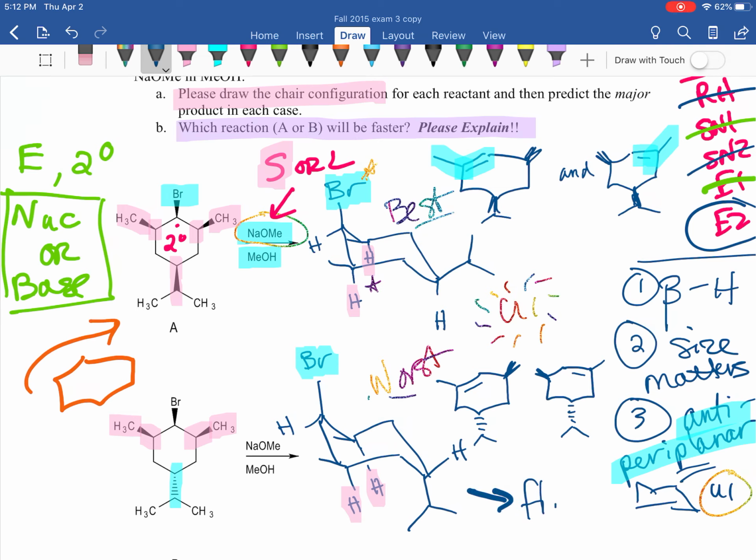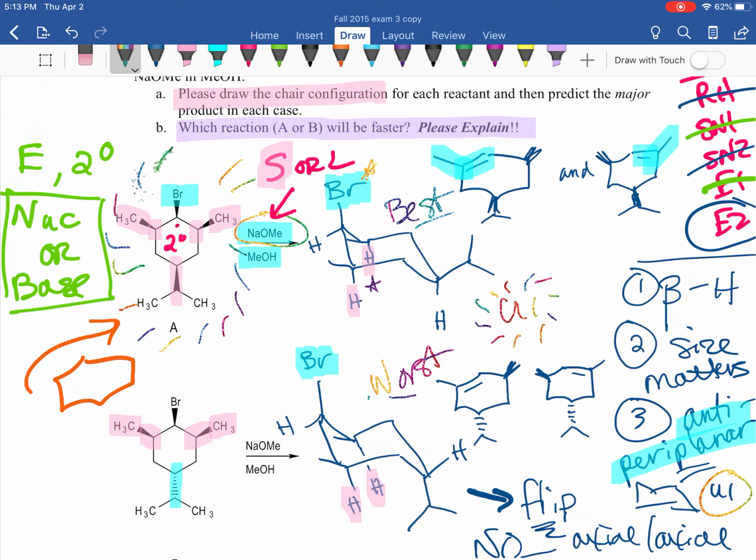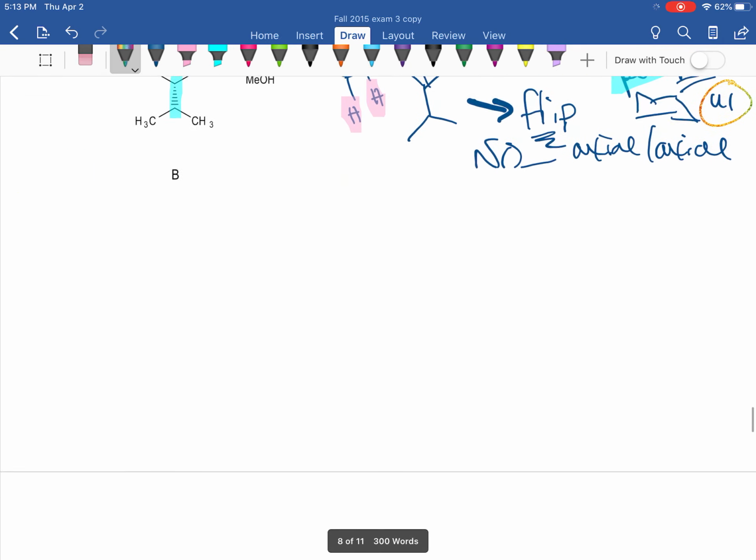What's it actually going to look like? It's going to look like the flip. The chair flip no longer has axial interactions. So between the two of these, which one is going to be the faster one? It's going to be this top one. Let's put some sparkle pen in there. This one will be the fast one. Okay. Awesome. All right, let's scroll down. Let's do the next one.